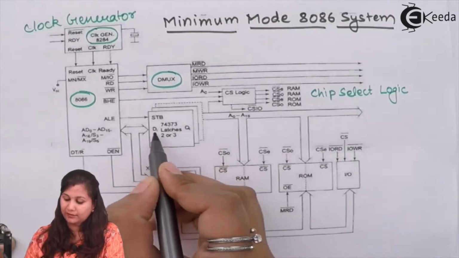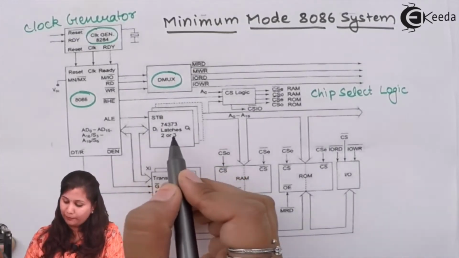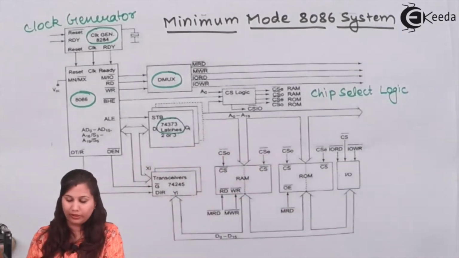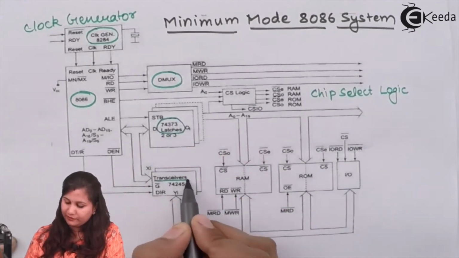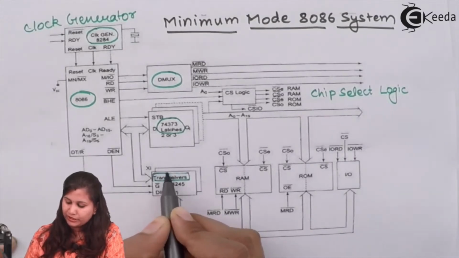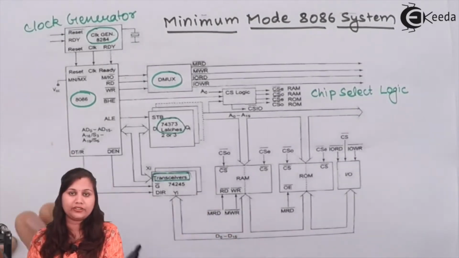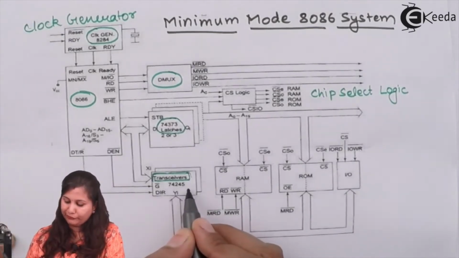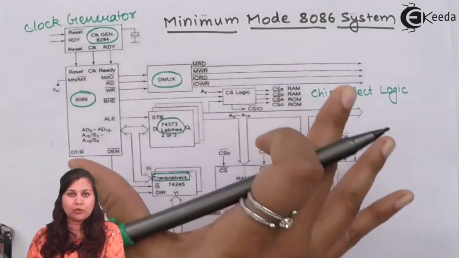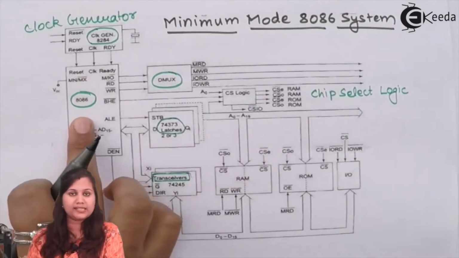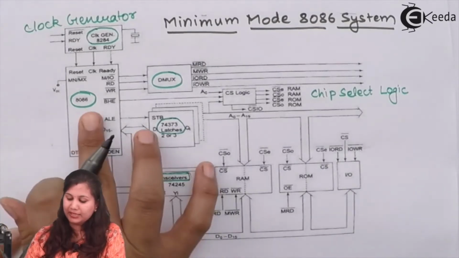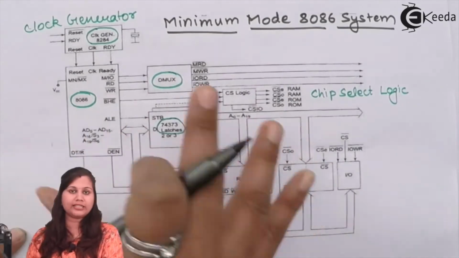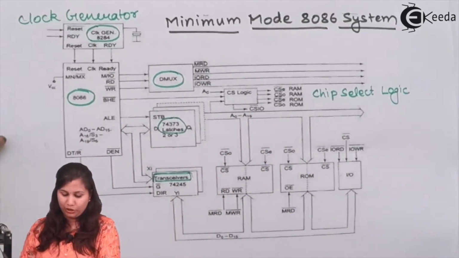Then we have the 74LS373 latch, which is a type of D flip-flop. So here we have the latches. Then we have a trans receiver here. This trans receiver is used to either transmit or receive the data, and that is 74245. So in this minimum mode system, you can see that there is only a single processor, and this processor is providing all the control signals to the other devices which are connected in the system.